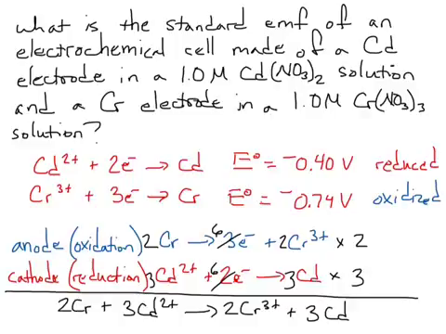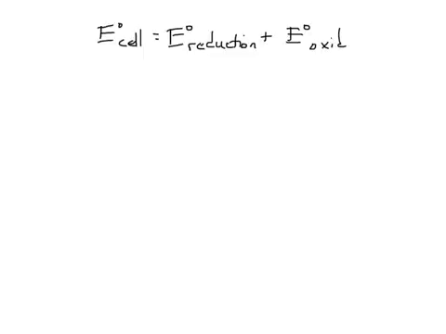Fantastic. Now I've run out of space, so I'm going to go to a new page here, and let's calculate our overall cell potential. If you recall our previous equation, our standard cell potential, our electromotive force, is equal to the standard of the cathode plus the standard of the anode. Actually, this is equal to the potential of our reduction plus the potential of our oxidation.